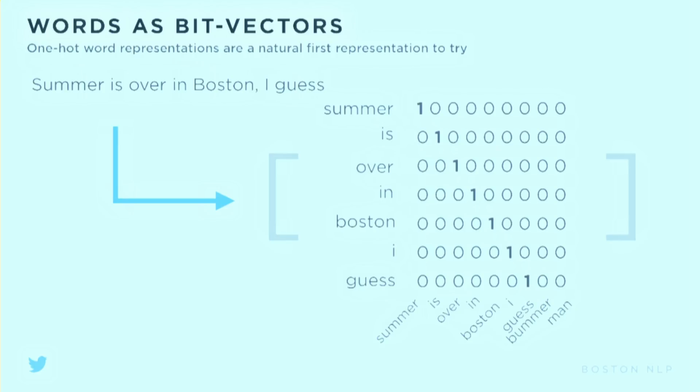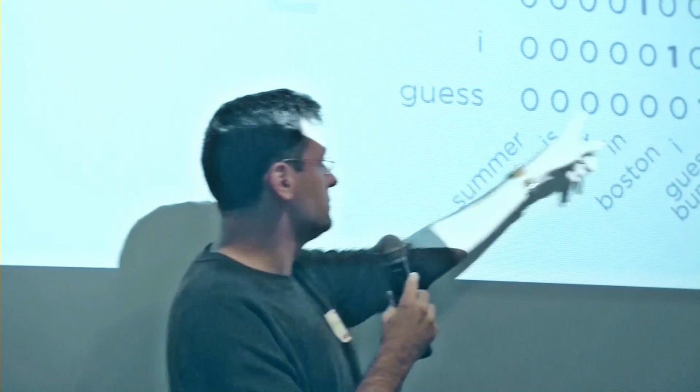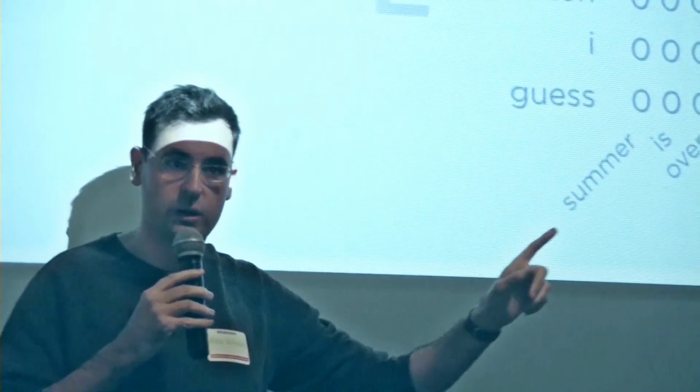And I have a 1 in some locations and a 0 in others. Each row has just one entry on, which is called a one-hot representation. It means one entry is on. And these columns correspond to words. So if the 1 is here, it means the word is "guess." This is a really common starting place for a lot of NLP: to make a one-hot representation.